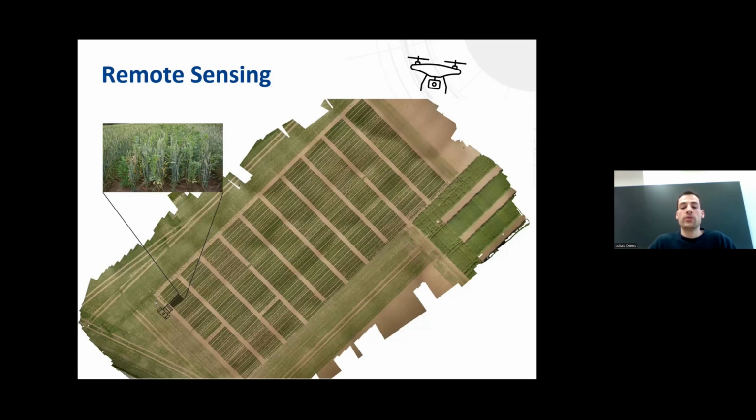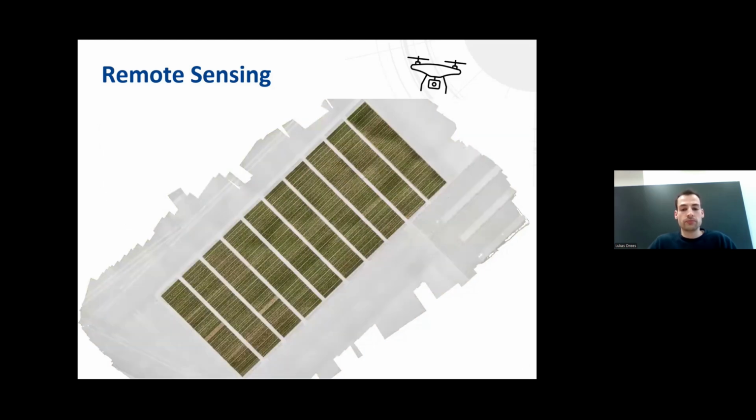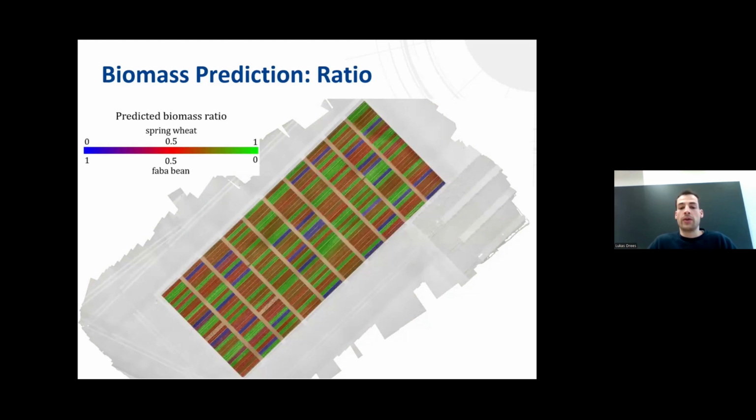And when we focus on the interesting field area, we can directly use this data to train a machine learning model to predict the future biomass in a data-driven way. And in this case, it's the future biomass ratio. So green means there's a spring wheat monoculture, blue indicates faba bean monoculture, and the different red tones are the different mixture ratios.